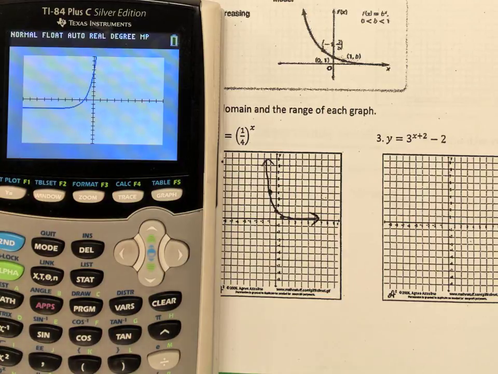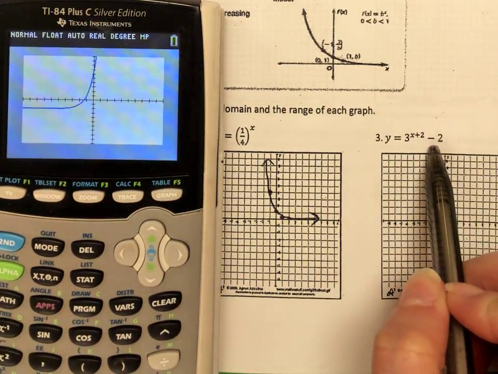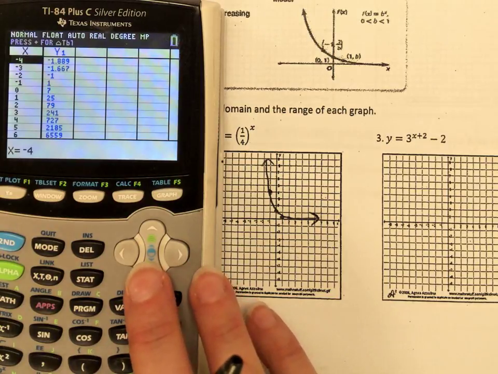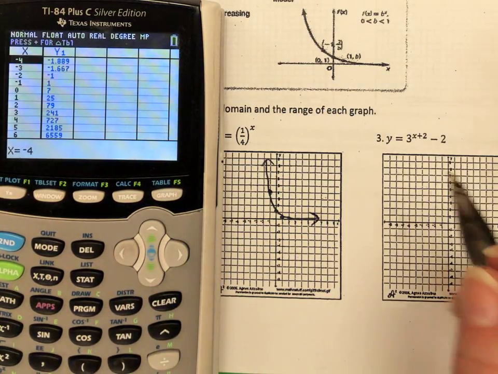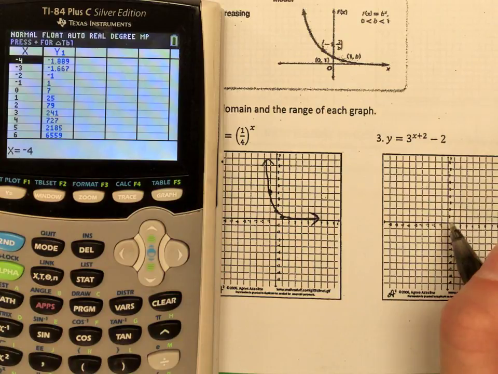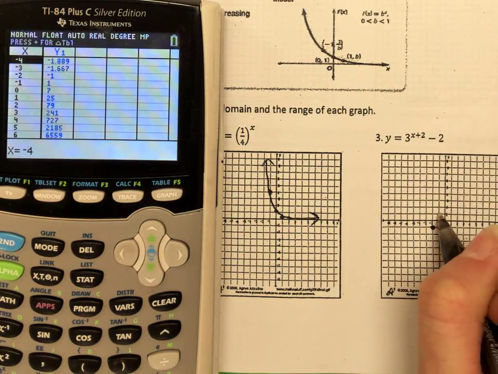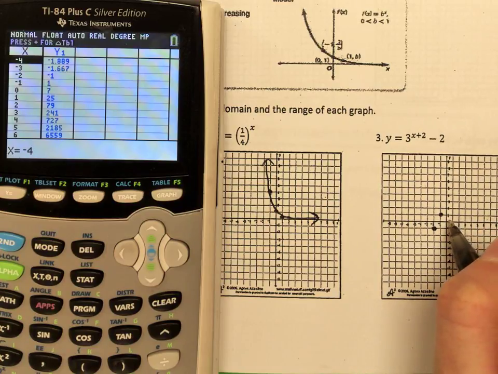Okay, what do you notice about this one? It's not on the x-axis. Where is it level with this time? Negative 2. What moved it down to? The minus 2 in the back. There you go. Alright, so then we can hit graph. We've got negative 2, negative 1, negative 1, positive 1, 0, 7.